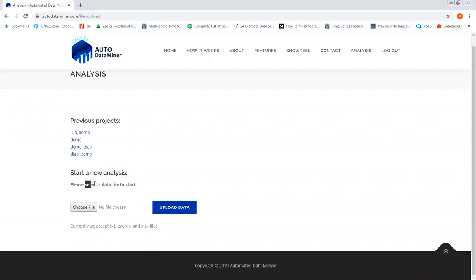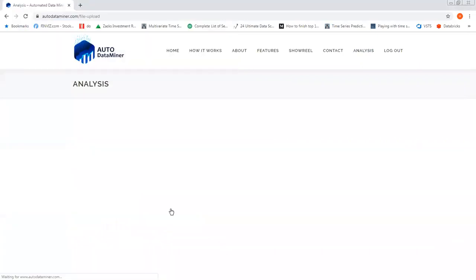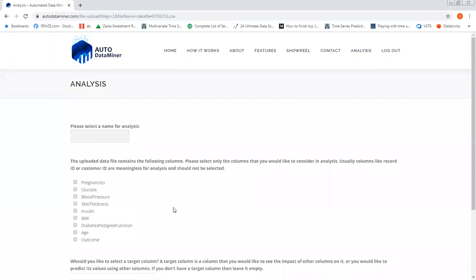You need to select a data file to start. I'm going to click on choose file, select the file I recently showed, say open, and then upload the data. After uploading the data, you need to answer a couple of very simple questions. First of all, you need to select a name for the analysis. I am just going to call it demo diabetes, for example. And that's fine, demo diabetes.